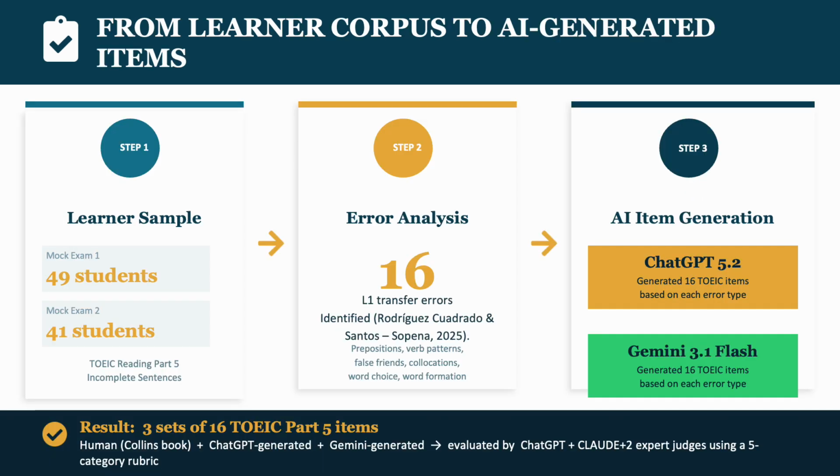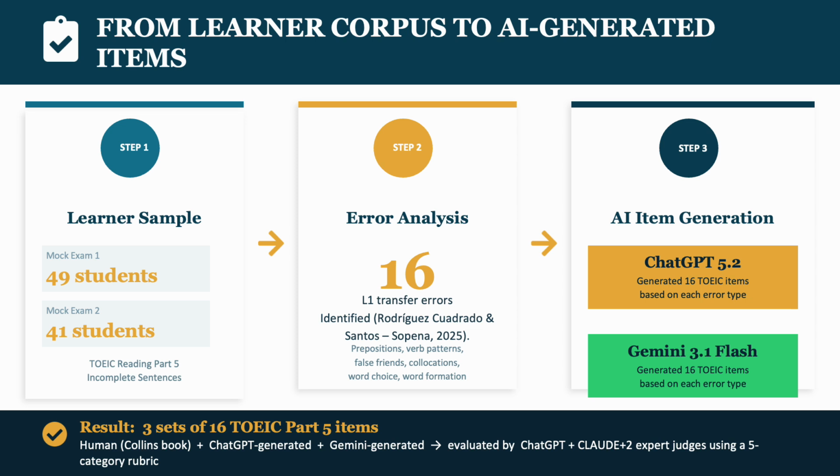Now, I'd like to briefly outline the 3 key steps in the data collection and item generation process. Step 1. We collected data from 49 students in mock exam 1 and 41 students in mock exam 2, all completing TOEIC Part 5 tasks. Step 2. From those responses, we identified 16 L1 transfer error types. And step 3. Both ChatGPT and Gemini generated 16 TOEIC style items, one for each error type.